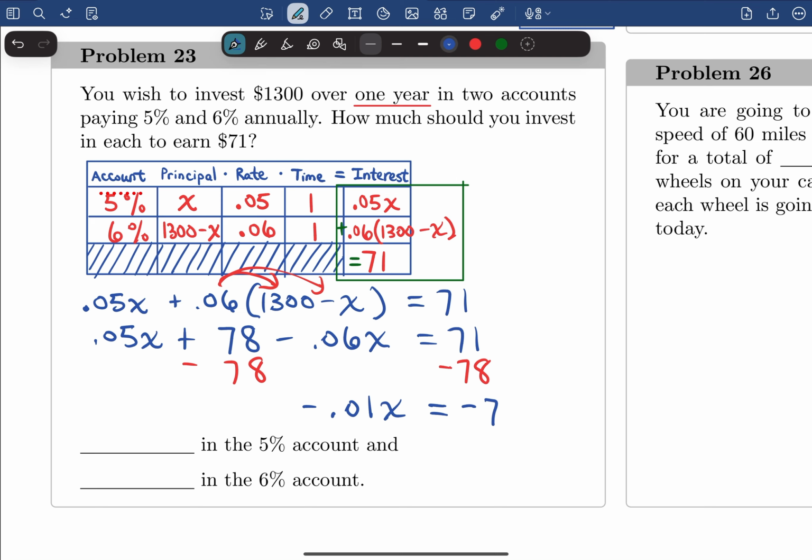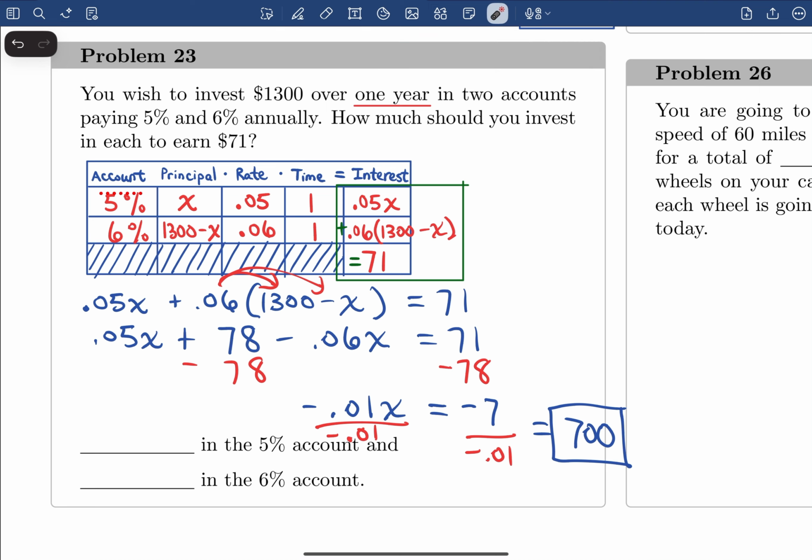And now I'm going to divide by negative 0.01, right? Dividing by negative 0.01 from left to right. And I get my final answer for x. Okay, that should give me what, 70? Negative 7 divided by 0.01. No, it's actually 700, right? So take 7, multiply it by 100. That's the same as dividing by 0.01. Awesome. So what does this all mean?